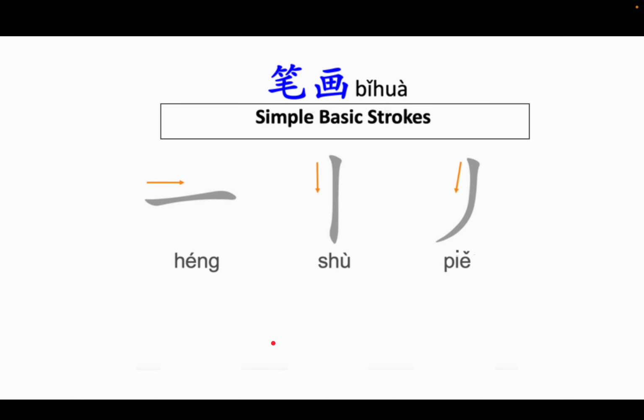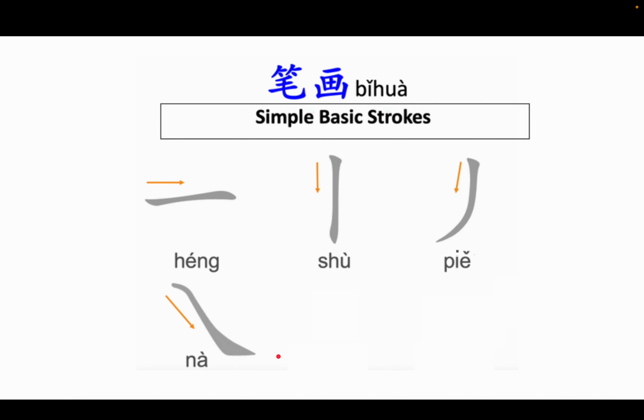Next, 捺. 捺. Opposite of 撇, 捺 is from center downward to right. 捺.